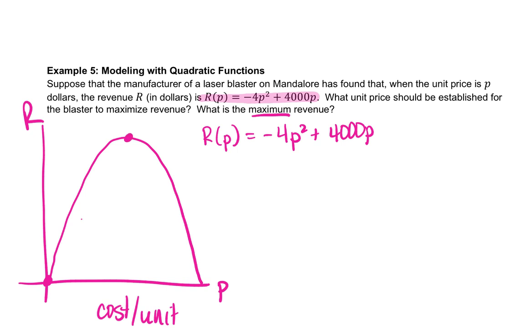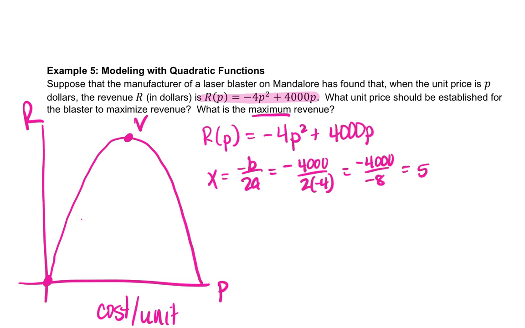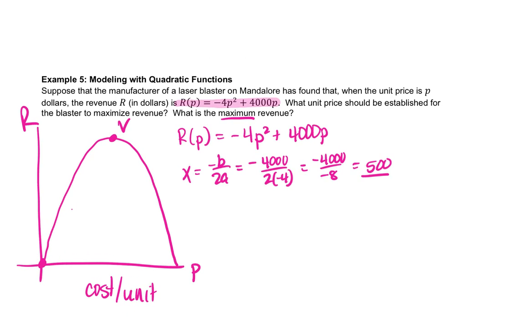So we need to find the vertex. So the vertex is negative B over 2A. So negative 4,000 over 2 times negative 4. So negative 4,000 divided by negative 8 is 500. So remember, this is your X value. That's the cost per unit. So we're talking 500 per unit. So that's what you're going to charge per unit for your maximum revenue.